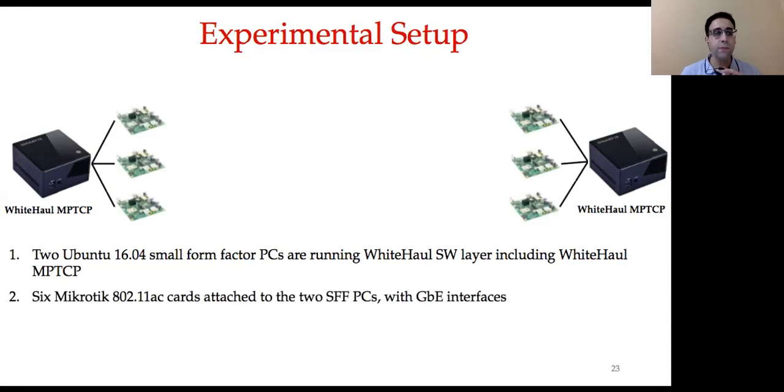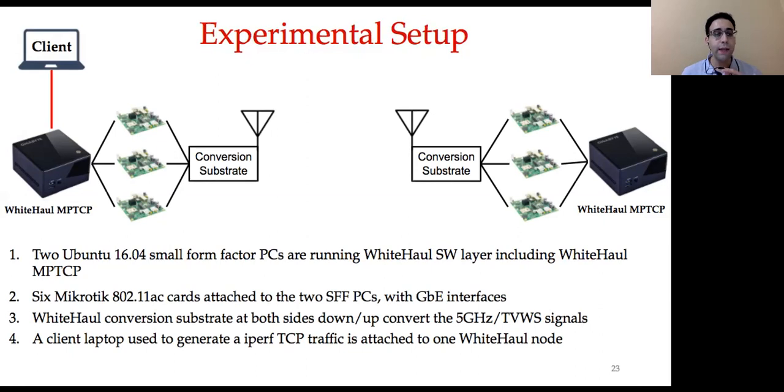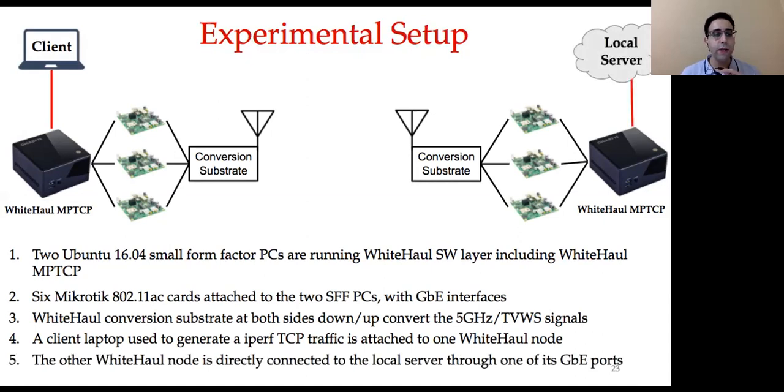Then we have 6 MikroTik 11AC cards attached to these PCs with gigabit Ethernet interfaces. We have 3 cards at each site. Then we have a WhiteHaul conversion substrate at both sides. At one side, we connected a client laptop, which acts as a client in the local community network, and we use it to generate TCP traffic. The other WhiteHaul node is directly connected to the local server through a gigabit Ethernet interface.